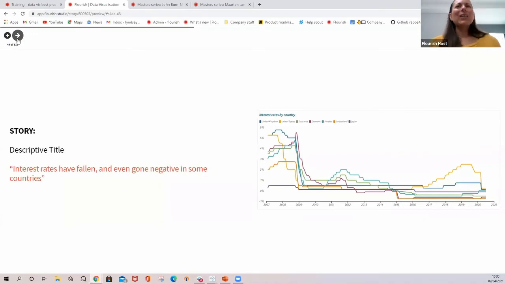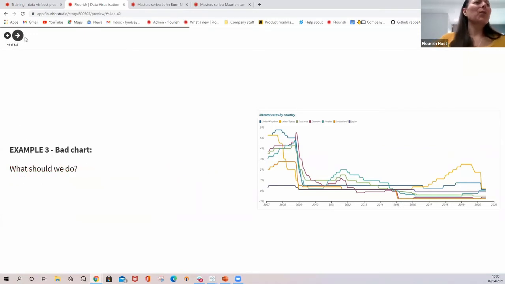So, oh, sorry, bad chart. I've already revealed the secret. So again, this looks like a nice chart, but it's not really that nice. It has nice colors on it. But what is it telling us? What do we want the reader to take away? What's the story in this chart?